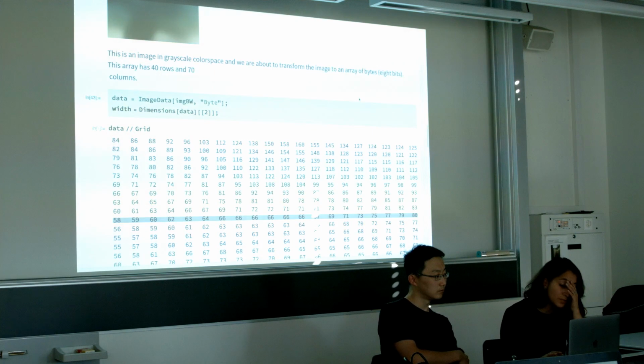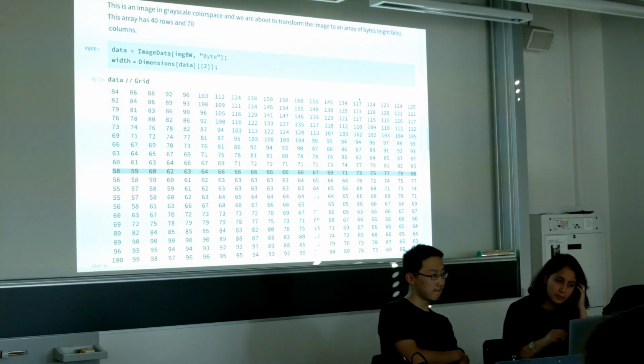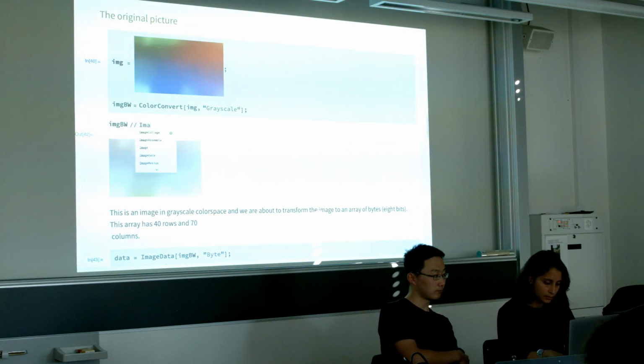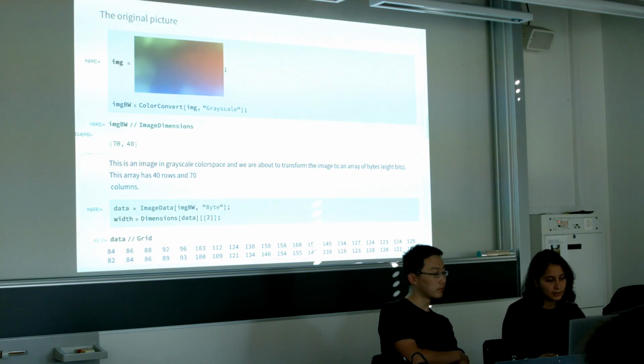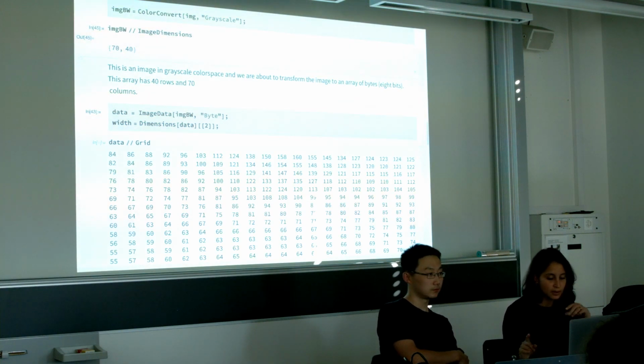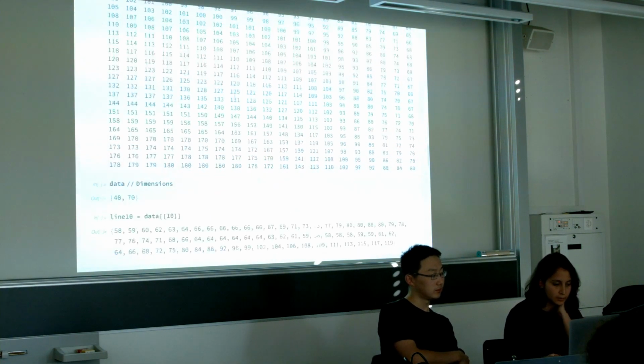From the image. So you have to remember that these numbers here are the image itself. Each number that you're seeing in the grid is one pixel in the image. Because if we ask for the image dimensions of this, it tells us that it has a height of 70 and a width of 40. So this list of numbers represents these 40 rows and 70 columns.